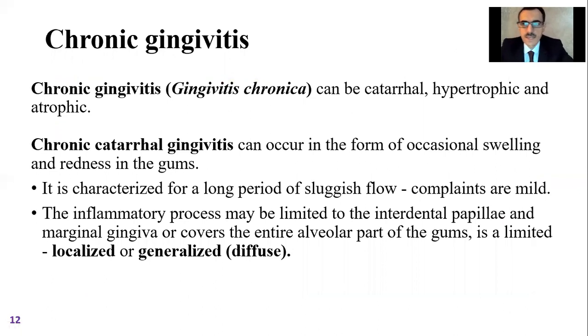Chronic gingivitis can be catarrhal, hypertrophic, and atrophic. Chronic catarrhal gingivitis can occur in the form of occasional swelling and redness in the gums. It is characterized by a long period of sluggish flow, but complaints are mild. The inflammatory process may be limited to the interdental papilla and marginal gingiva, or cover the entire alveolar part of the gums, and is limited, localized, or generalized.